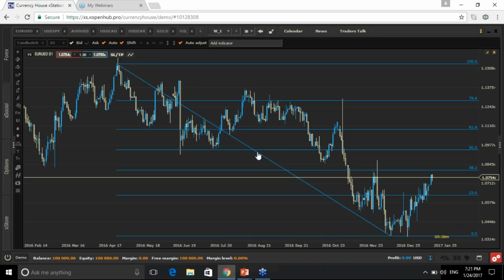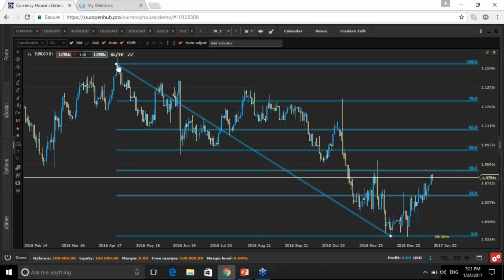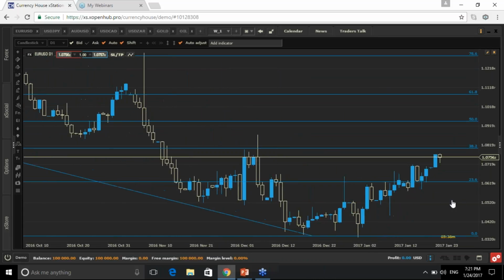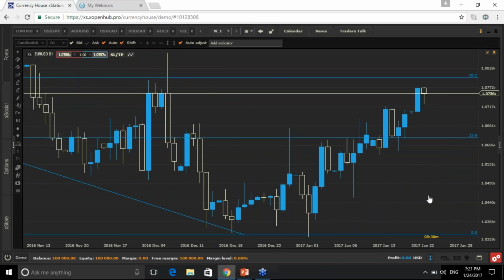We can see a downside movement from this upper range. Okay, what do we see? We can see here that the price is nearing a very important level, which is 38.2% on a daily chart, which is already a very strong resistance line.